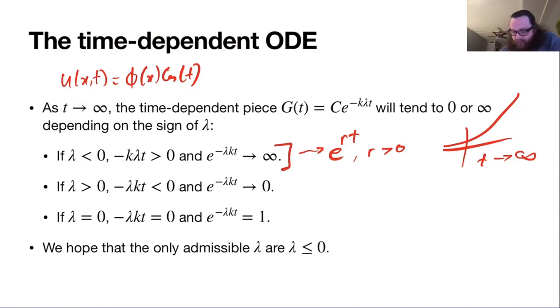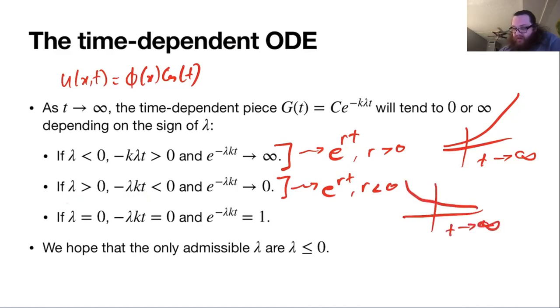Okay, and so what happens if we keep looking at these cases? Well, if lambda is positive, minus lambda kt, right? So k, t and lambda are all positive. Throw in a minus sign, everything's going to be negative. So then we're looking at e to the rt with r negative. And this looks like something like that. So as t goes to infinity, our solution will go to 0.